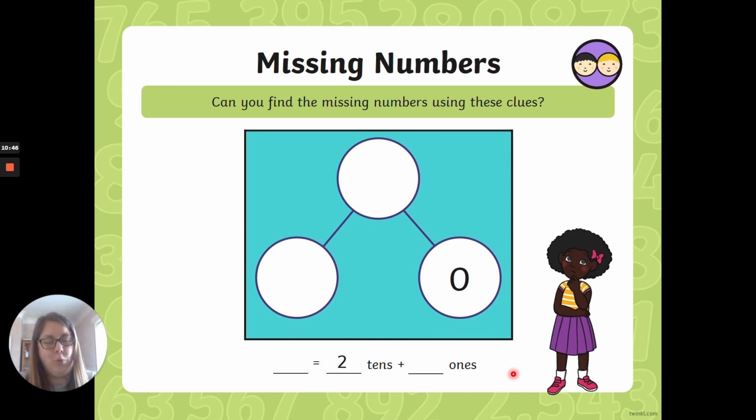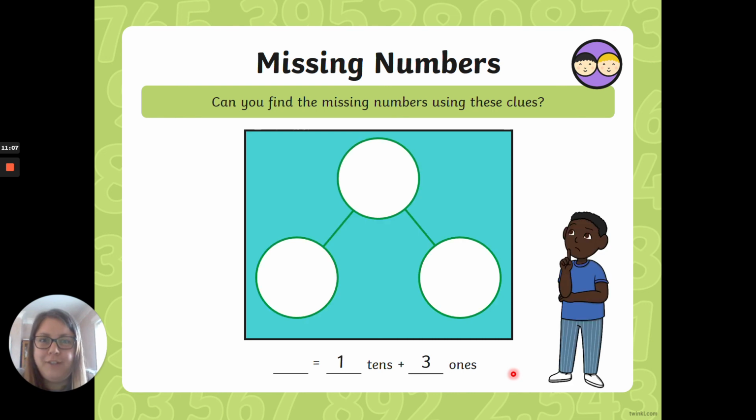Next one then. Oh, tricky challenge. I tell you what, I like to even challenge the challenge, don't I, today? I am sorry, Nottingham class. But I just know you're more than capable of doing it. So I've already said that I've given 2 10s and I know there's 0 1s. Therefore, the number must be 20. Well done if you did that.